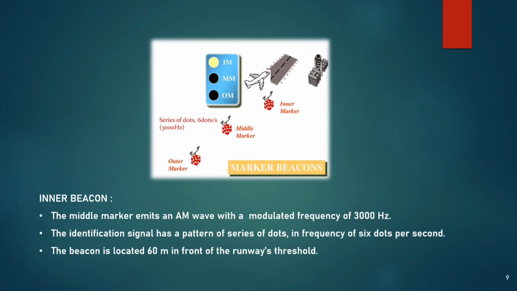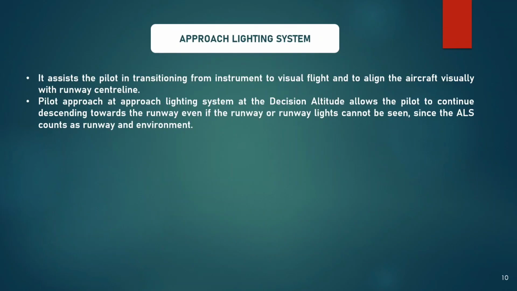Inner beacon. The inner marker emits an AM wave with a modulated frequency of 3000 Hz. The identification signal has a pattern of a series of dots at a frequency of 6 dots per second. The beacon is located 60 meters in front of the runway threshold.